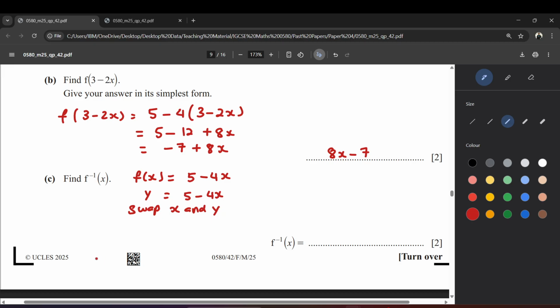Now, once we have written this, we swap x and y. Okay, swap them. So this becomes x is equal to 5 minus 4y. Now what you do is you make y the subject of the formula.